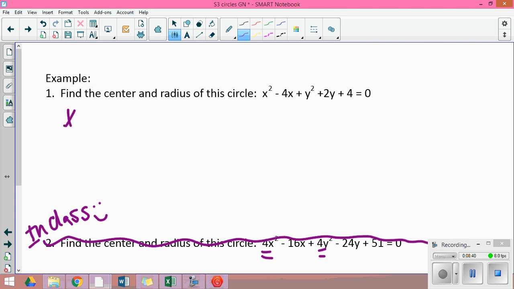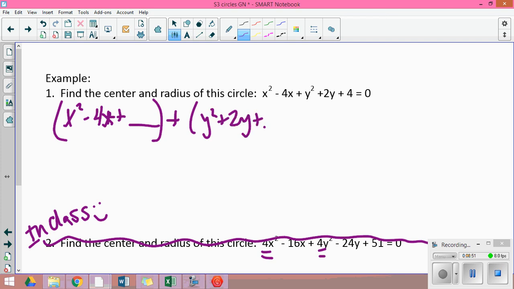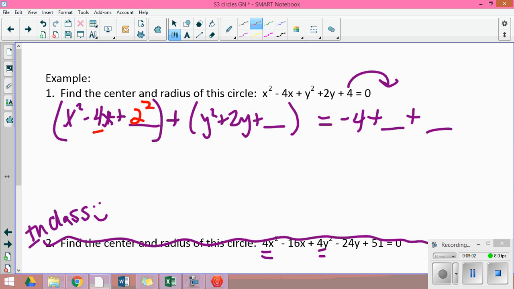So I'm going to have x squared minus 4x plus a blank. It's going to be my first thing, plus y squared plus 2y plus that blank. Move the 4, negative 4 plus a blank plus a blank. Half of 4 squared, half of 2 squared. Always remember to add them to both sides.